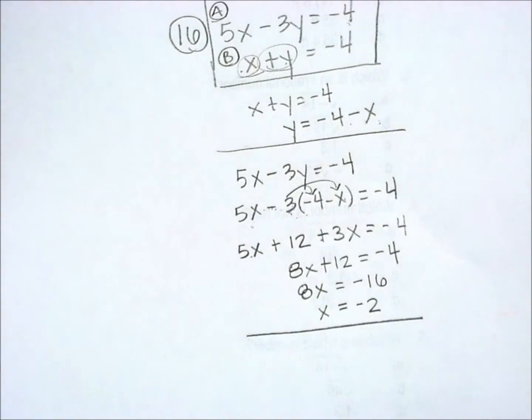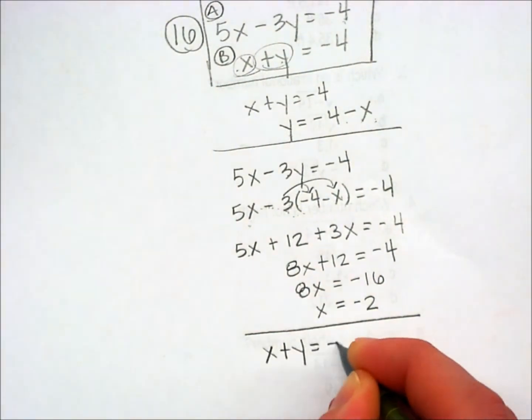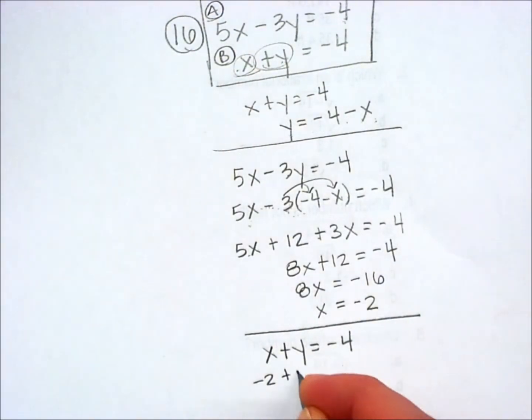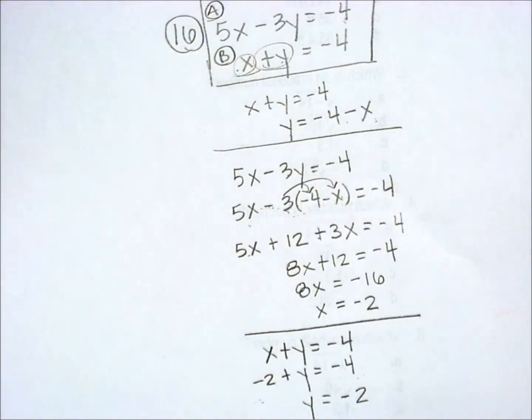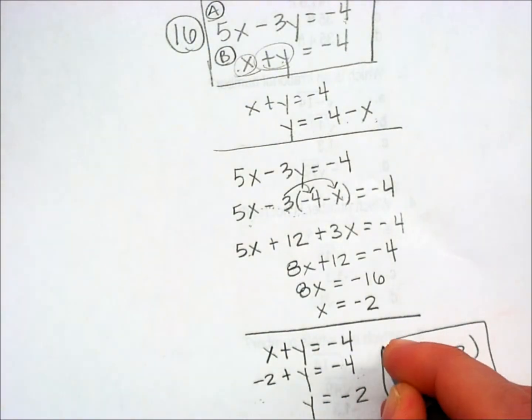Now that I know what x equals, now I need to find exactly what y equals. So I can substitute a negative 2 in place of x in either equation A or B. I'm going to go with equation B because it seems easier to substitute into. So instead of an x, I'm going to write a negative 2. So negative 2 plus y equals negative 4. So to solve for y, I would add 2 on both sides. Negative 4 plus 2 is negative 2. So my ordered pair is negative 2, negative 2.